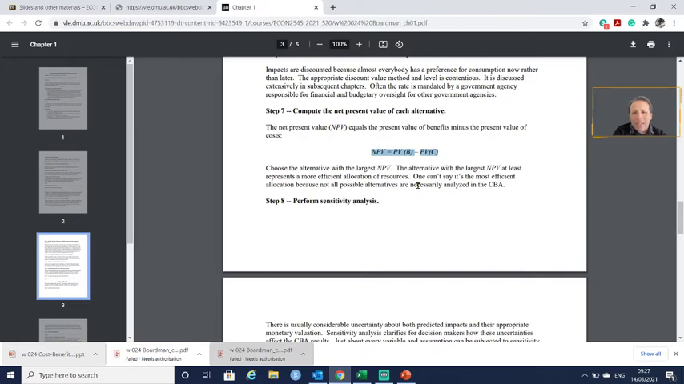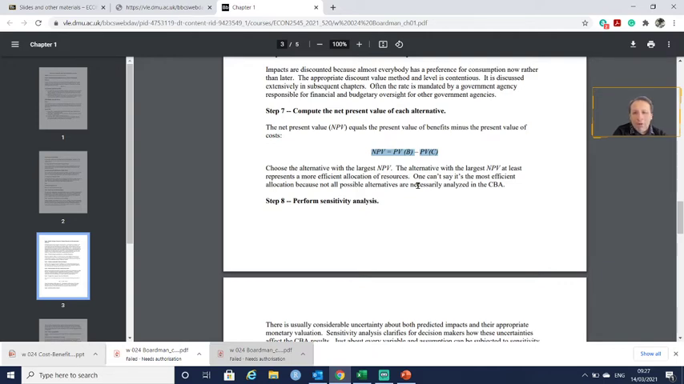And we need to choose the alternative with the largest NPV, net present value. So the alternative with the largest present value is the best one and represents the more efficient allocation of resources. One cannot say that it is the most efficient allocation of resources, because not all possible alternatives are analyzed when conducting a CBA, often. Yes, so there might be many different types of solutions to a problem.